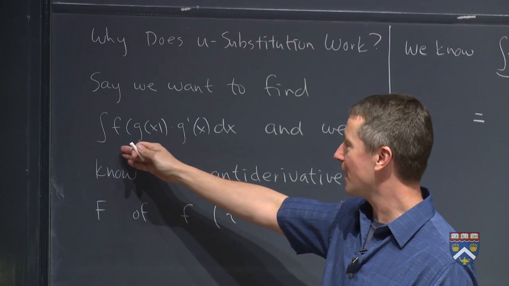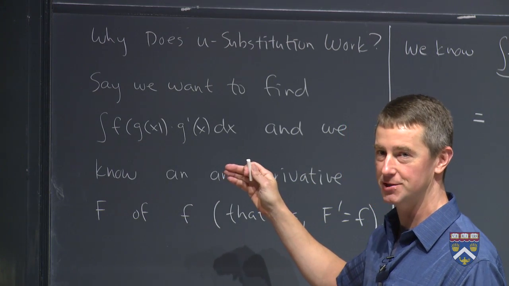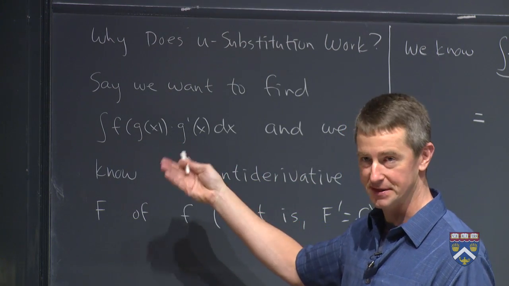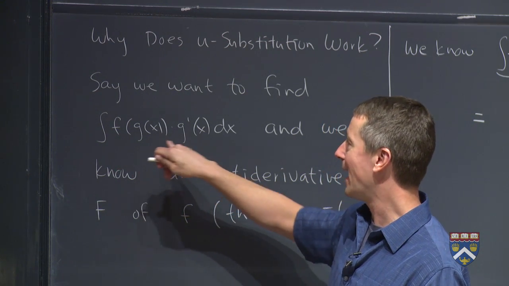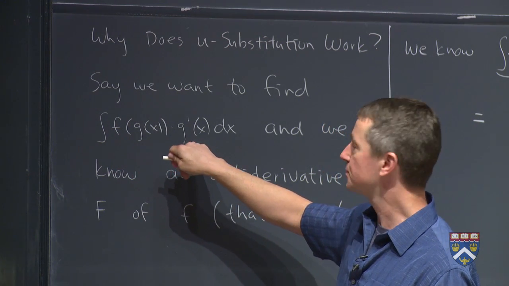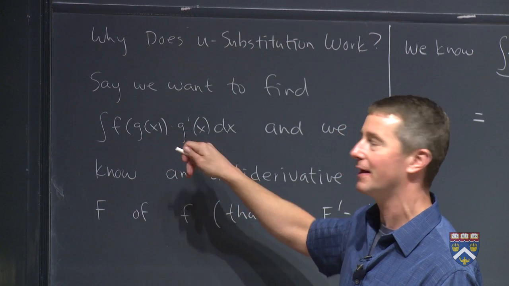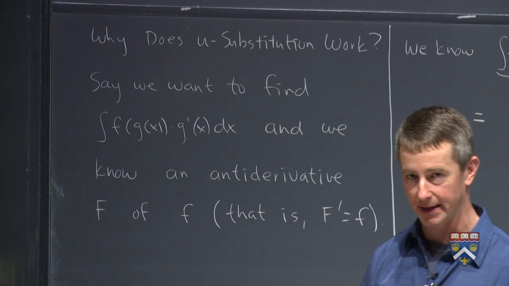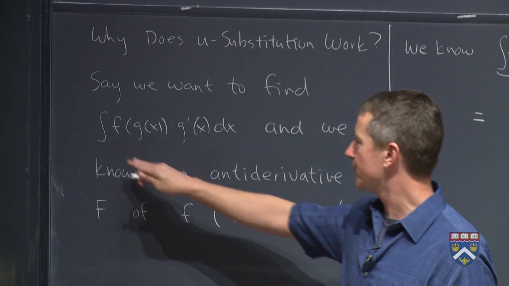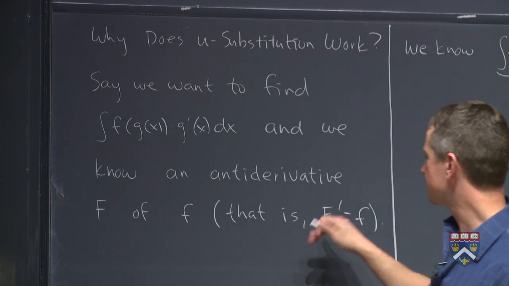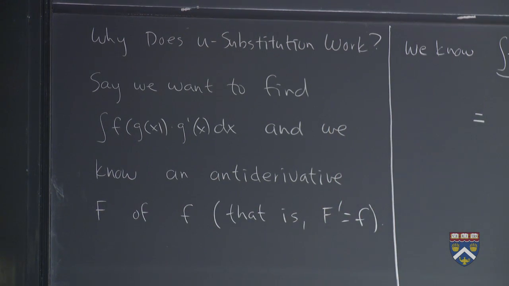So suppose we're trying to find the antiderivative of something that looks like it came from the chain rule. So we've got f of g of x and then times g prime of x. The fact that we have g as an inside function and then times g prime makes us think chain rule, right? And suppose that we know an antiderivative of little f called big F. So we know big F prime is little f.